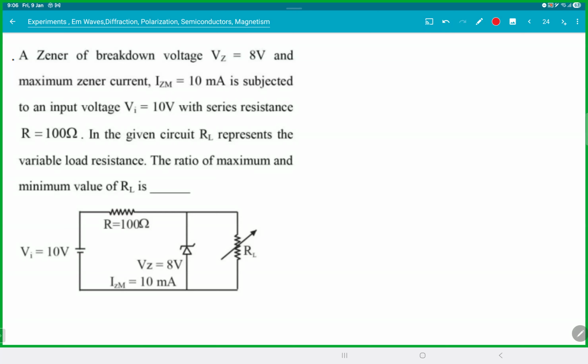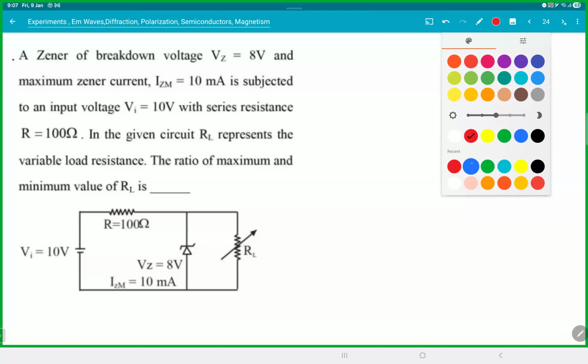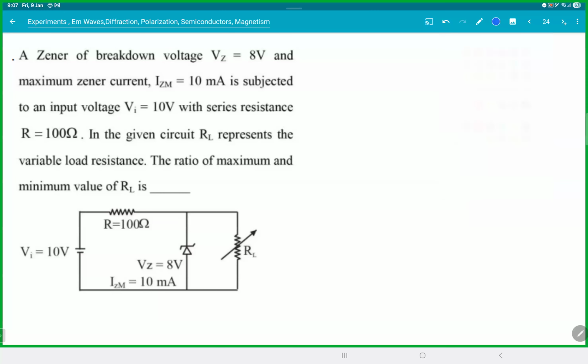So what does a Zener diode do? A Zener diode will always maintain a constant voltage under the assumption that the voltage is greater than breakdown voltage. So be careful with that. If the voltage is less than breakdown, a Zener diode will do nothing. It will just act like an open circuit. So first you need to always check whether you have enough voltage. This is the symbol for Zener diode.